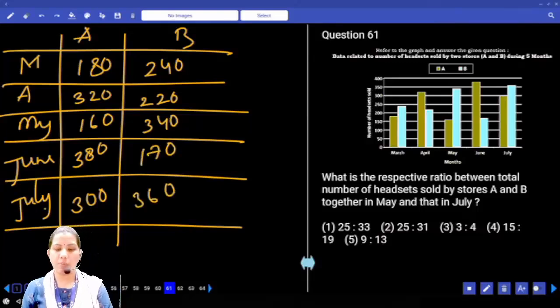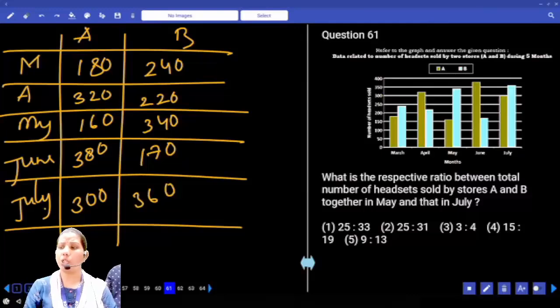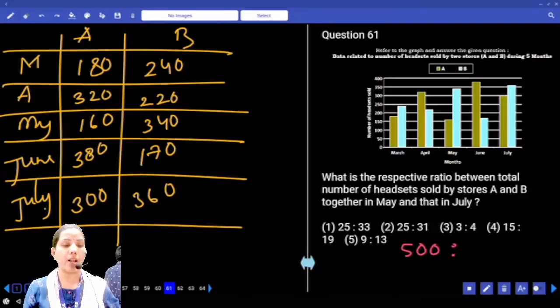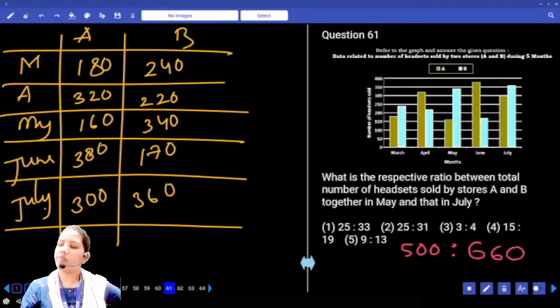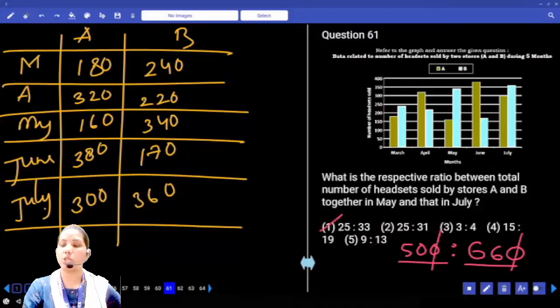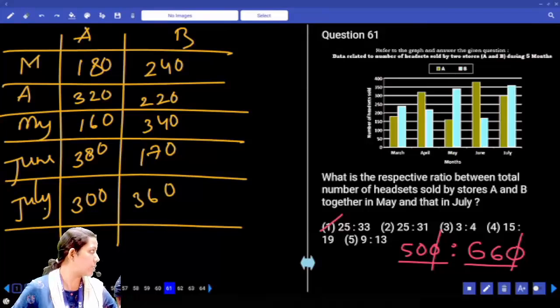Okay. Next question number 61. What is the respective ratio between total number of headsets sold by stores AB together in May and July? What is May value? 160 plus 340. What is 160 plus 340? 500. And next July value 300 plus 360? 660. So it is 500 and 660, 0, 0 cancel. So answer 25 is to 33. First option.